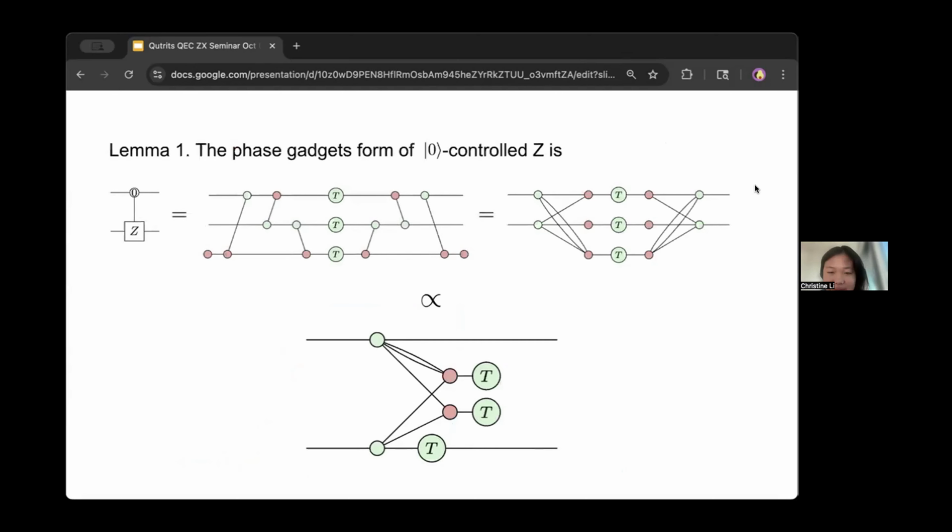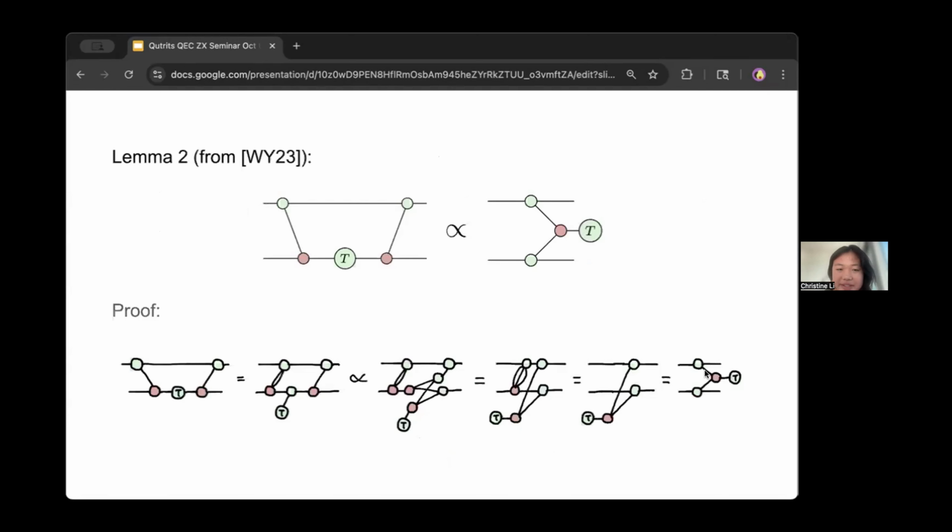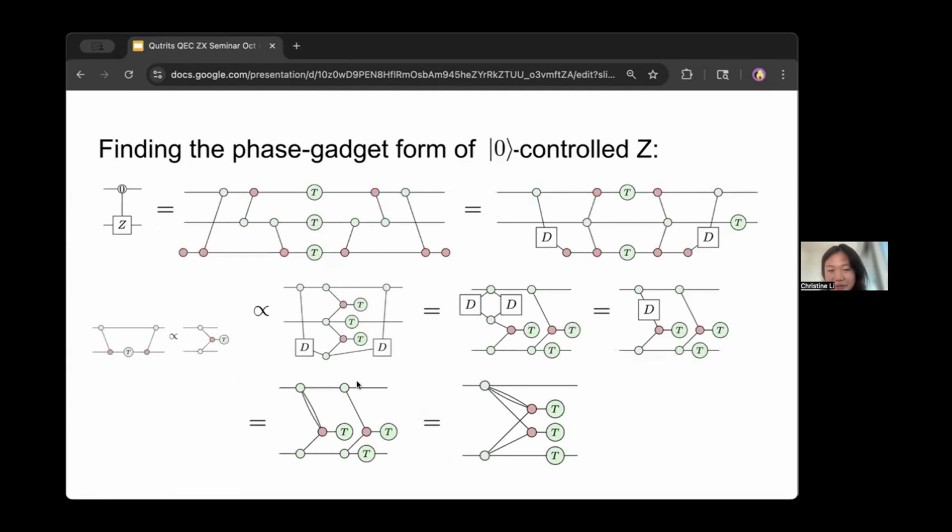So this is going to be a useful ingredient in the next part when we try to increase code distance. So we can rewrite this using the phase gadget rule. It's around complementarity. We'll go through the details, but essentially you can rewrite the zero control Z in this form.